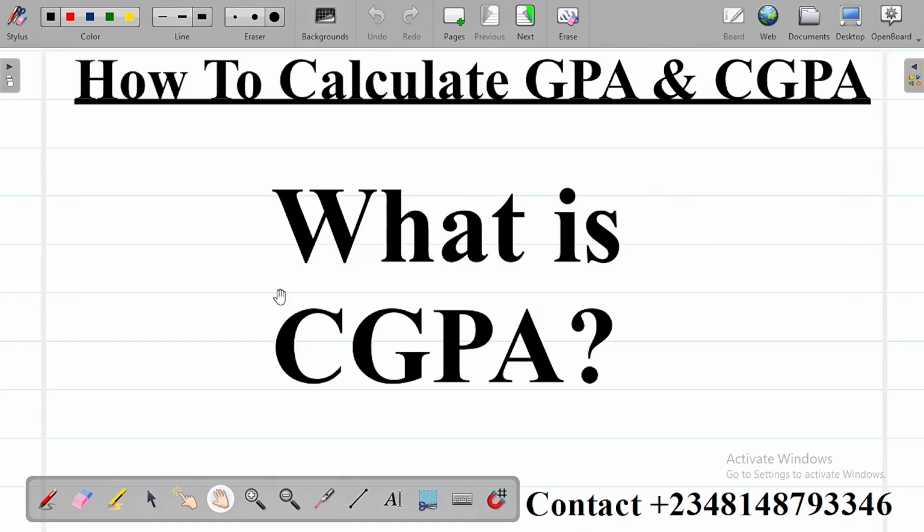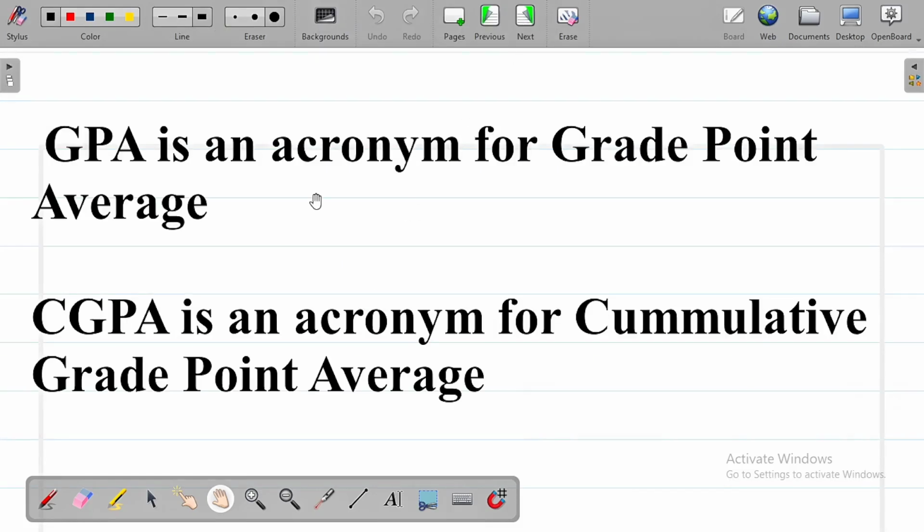So what is CGPA? First of all, let's consider GPA. GPA is an acronym for Grade Point Average. Therefore, CGPA is an acronym for Cumulative Grade Point Average. So you see the difference. In GPA, G stands for grade, P is point, and A is average, while CGPA is the Cumulative Grade Point Average.